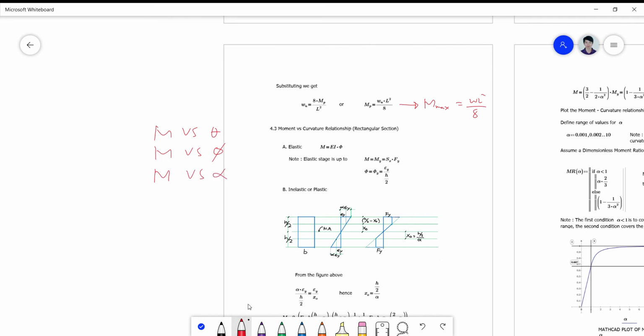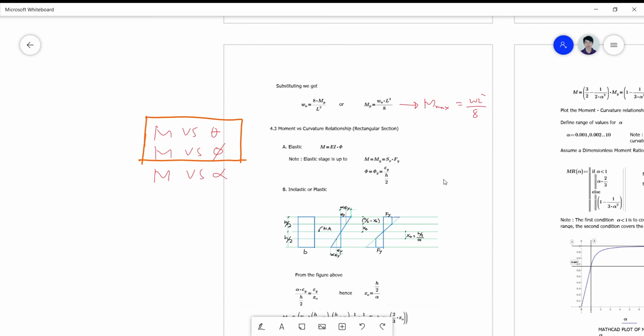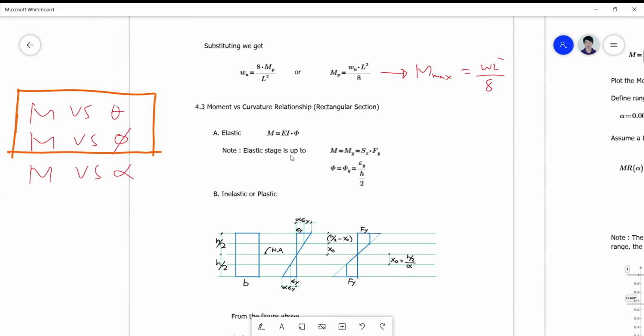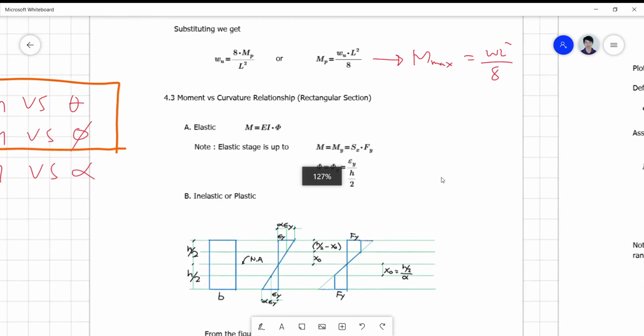So, in software, I don't see an alpha because alpha can simply be derived from phi here, no? They are the same. This is what you often see in our software. So how do we derive the curvature relationship? Take note that in the elastic stage, your M is equal to EI phi, up to a limit of My, which is Sx Fy, where phi is your yield curvature, equivalent simply to epsilon and the distance from the neutral axis. Of course, we're talking here of a beam.